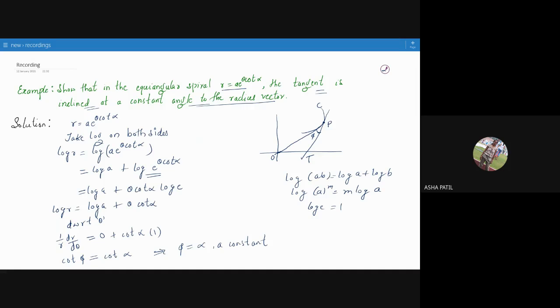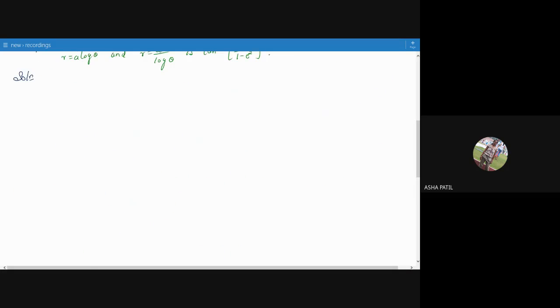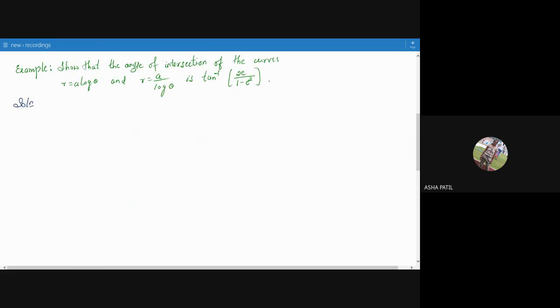Now let us move on to the example of angle between two curves. So consider the example. Show that the angle of intersection of the curves r equal to a log theta and r equal to a upon log theta is tan inverse 2e divided by 1 minus e square. So let us consider one by one.